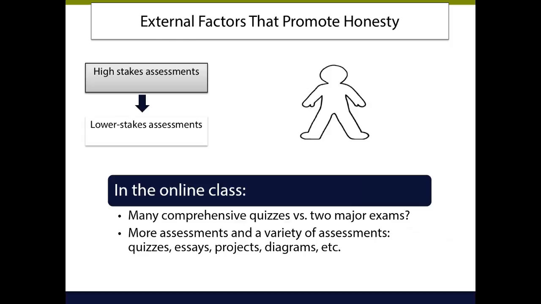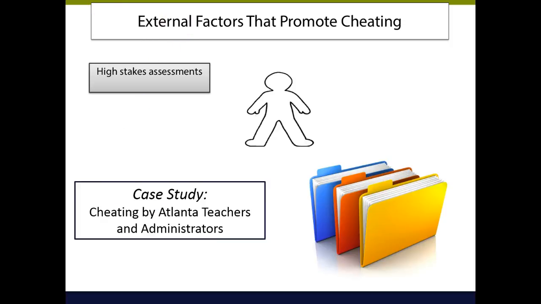External factors that promote honesty. Well, if we want to talk about something that promotes cheating, high stakes assessments. Let me look at a case study really quick. You probably remember, I don't know, a year, 18 months ago, there was a big cheating scandal in Atlanta where a whole bunch of high school teachers and administrators were caught cheating on state mandated tests. And what they were doing was actually getting together and changing answers, and they were really doing a lot of things to make the students' test scores higher than they actually were.